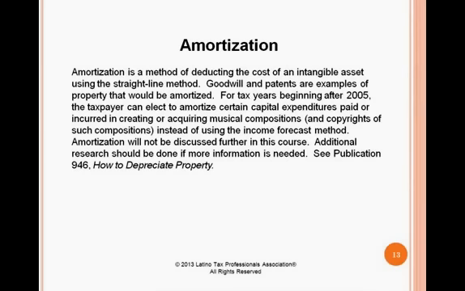For tax years beginning after 2005, the taxpayer can elect to amortize certain capital expenditures paid or incurred in creating or acquiring musical compositions and copyrights of such compositions instead of using the income forecast method. More research would be needed if you get into that type of tax return to learn the definitions of these. Amortization will not be discussed further in this course. Additional research should be done if more information is needed. Please look at Publication 946, How to Depreciate Property.